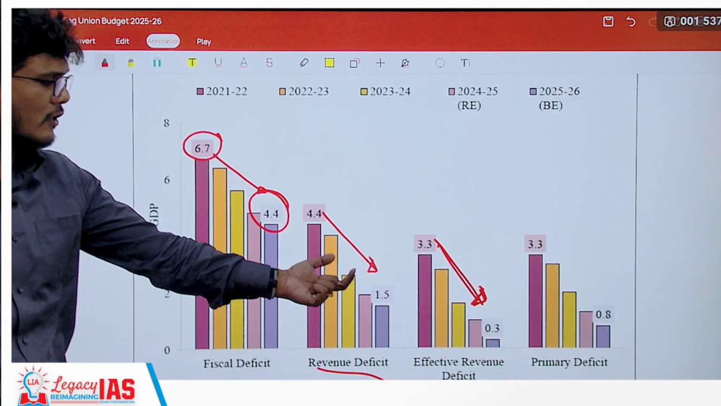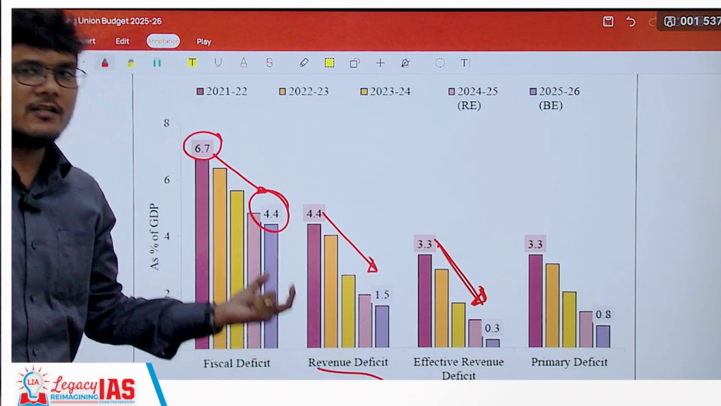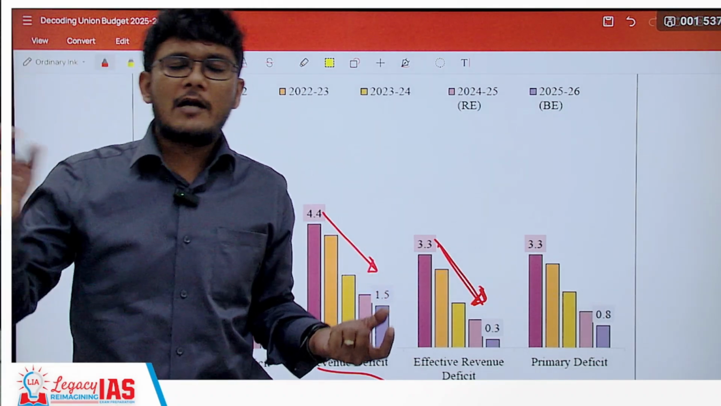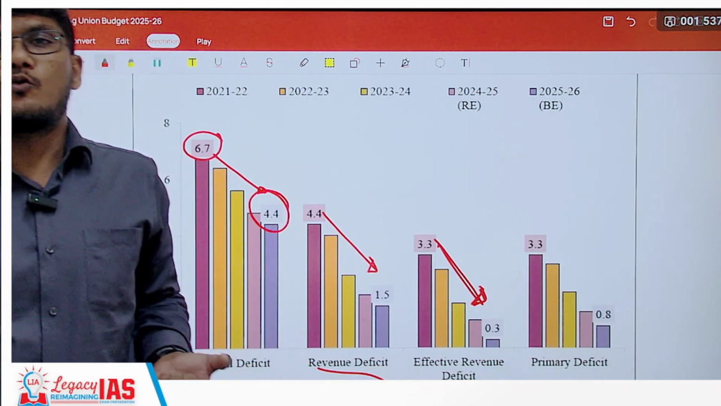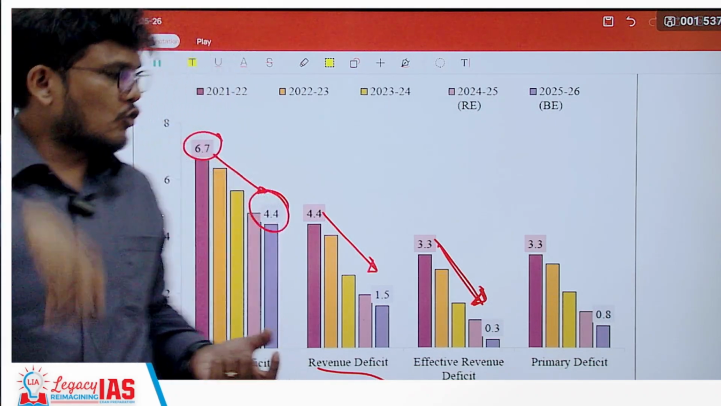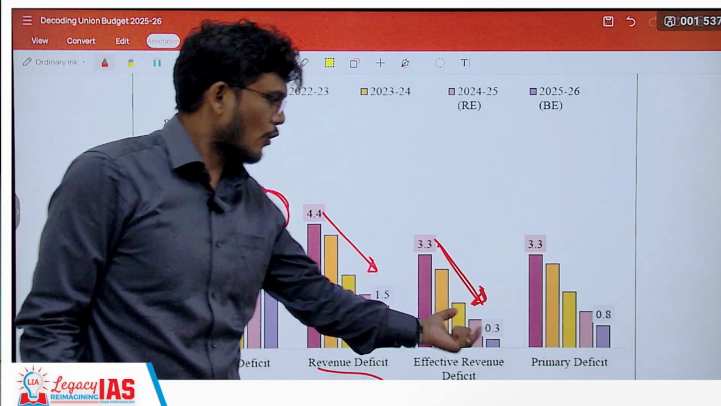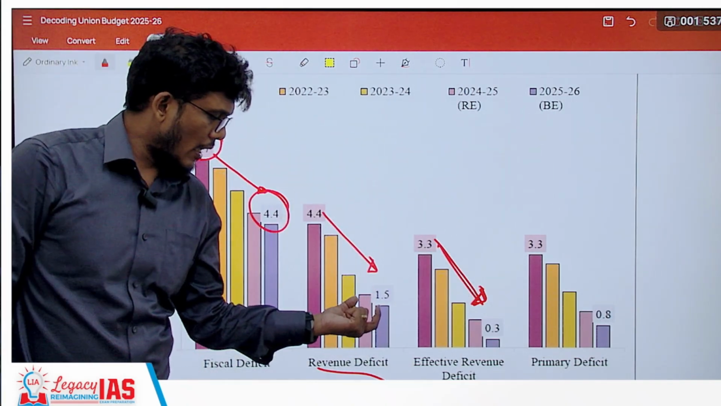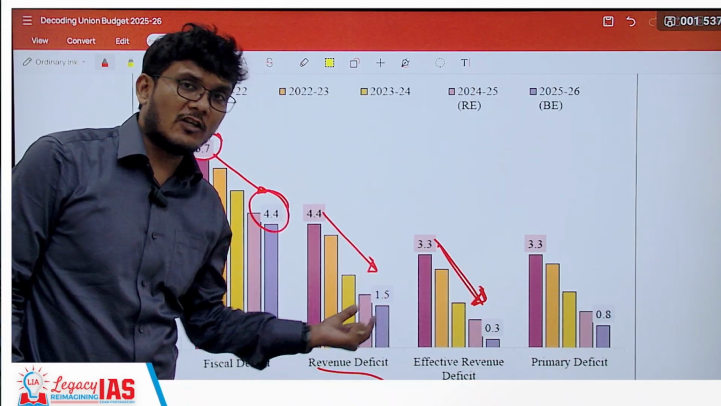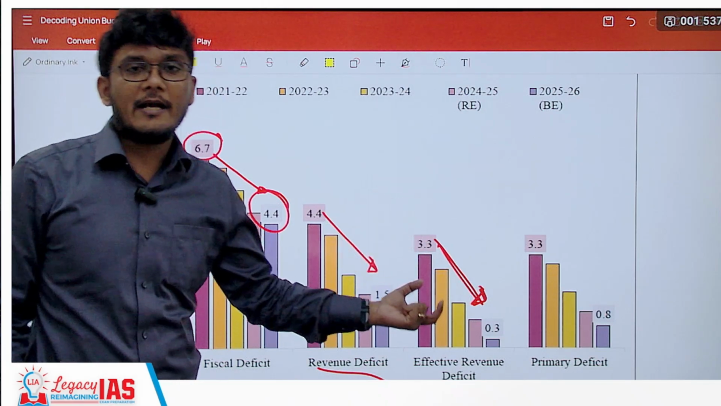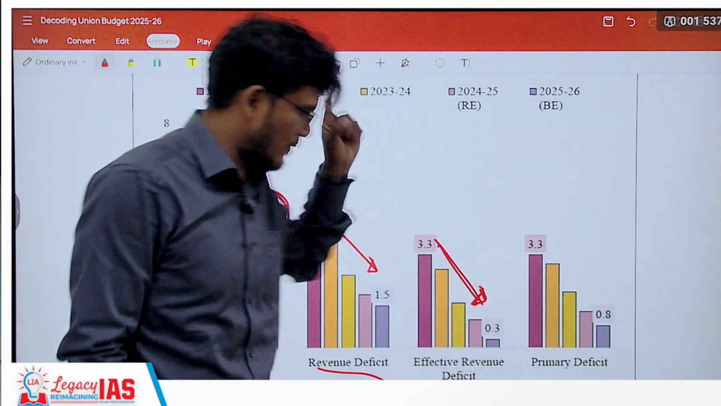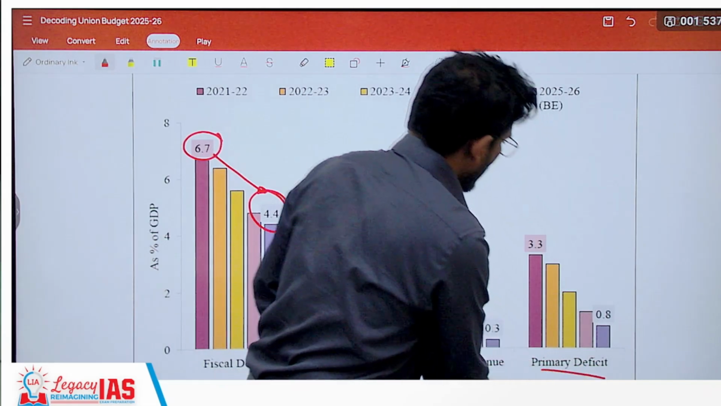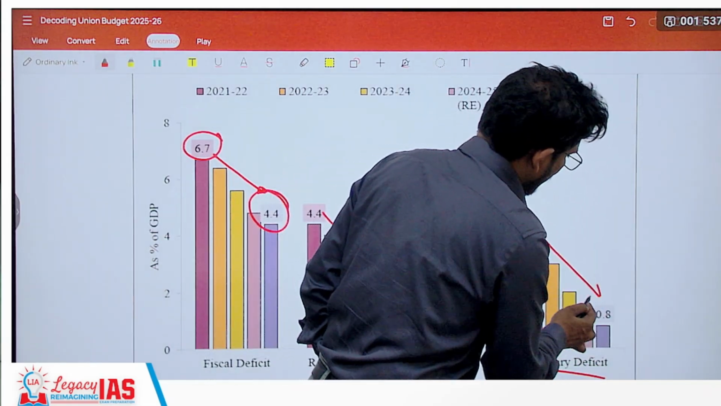What is effective revenue deficit? From the revenue deficit, when you exclude the part which was given to the states, which the states use for capital development, you get the effective revenue deficit, which is quite low. That means a lot of expenditure over here is going for capital asset creation by the states. Then you have primary deficit. From 3.3 we have gone down to 0.8.